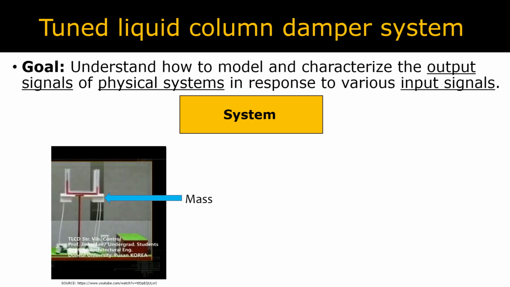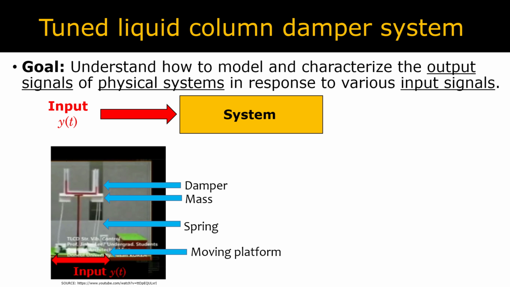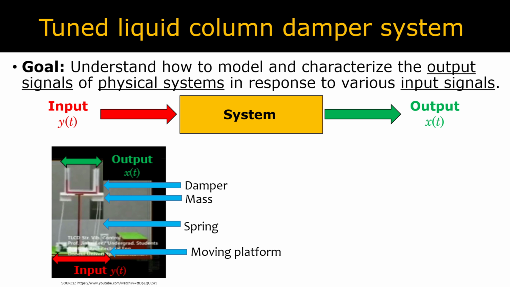This system consists of a mass, and in the bottom of this video, we could see that it has a moving platform. The structures holding up the mass can be modeled as springs, and the U-shaped piece containing liquid can be modeled as a damper. This system has an input at the moving platform, and because of this input, the system has an output. So let's draw this system using mechanical elements.